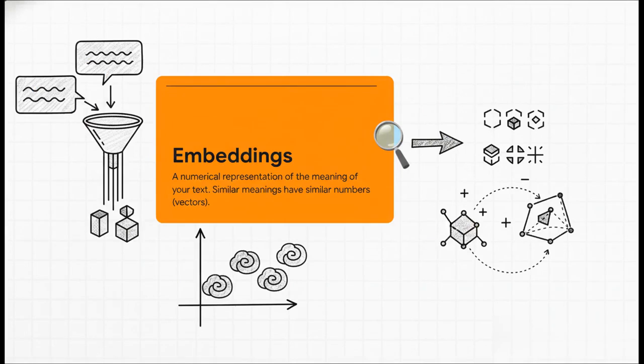Now, this is where the real magic comes in. Each of those little text chunks gets converted into a special code made of numbers. It's called an embedding. And you can think of this code, this vector, as a unique fingerprint for the meaning of that text. So chunks with similar ideas end up with very, very similar numerical fingerprints.